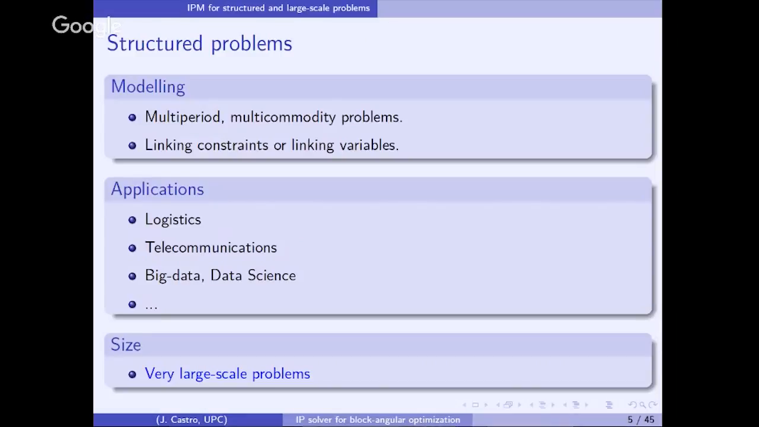You have a lot of blocks of different variables, and you have linking constraints that link all the different blocks. These are a very common modeling tool in different applications, such as logistics, telecommunications, big data, data science, whatever. And all these problems have one thing in common: they are huge or very large.